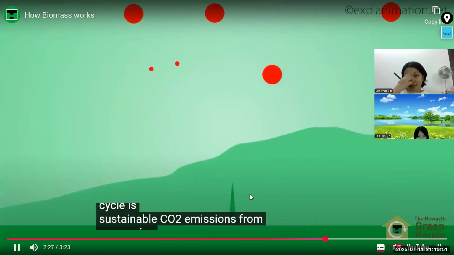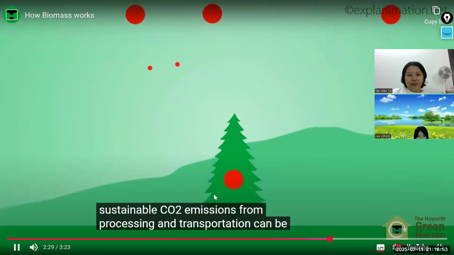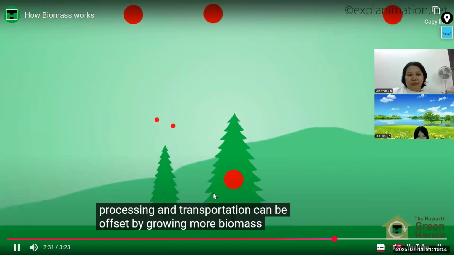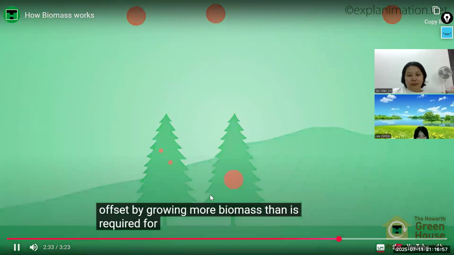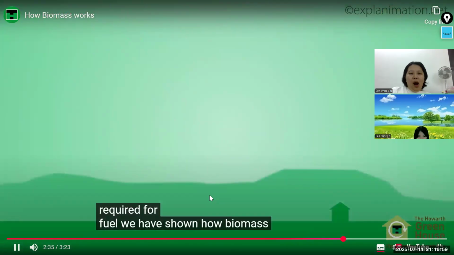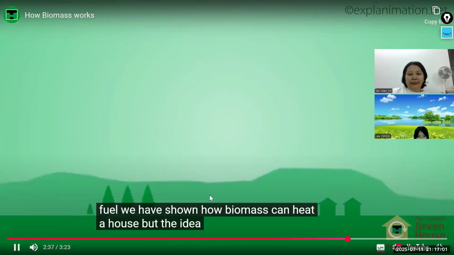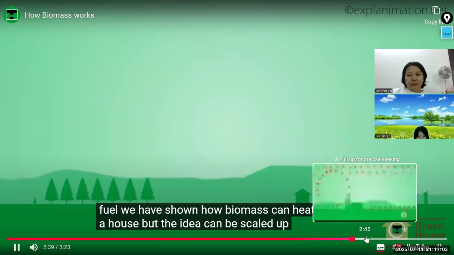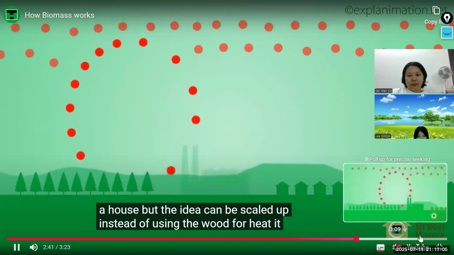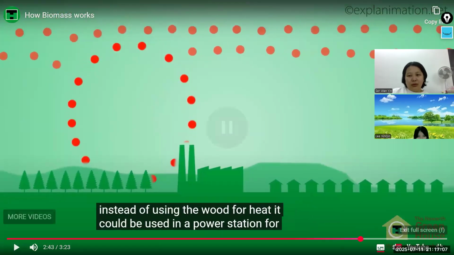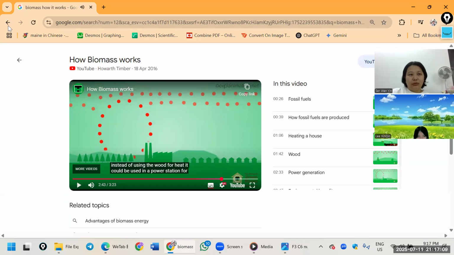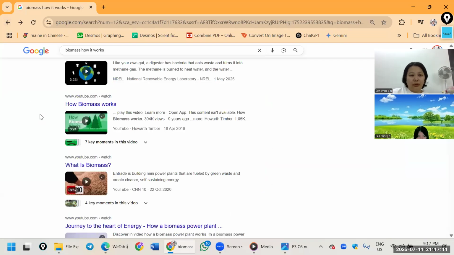CO2 emissions from processing and transportation can be offset by growing more biomass than is required for fuel. We have shown how biomass can heat a house, but the idea can be scaled up. Instead of using the wood for heat, it could be used in a power station. Okay, this is just the recycled carbon.